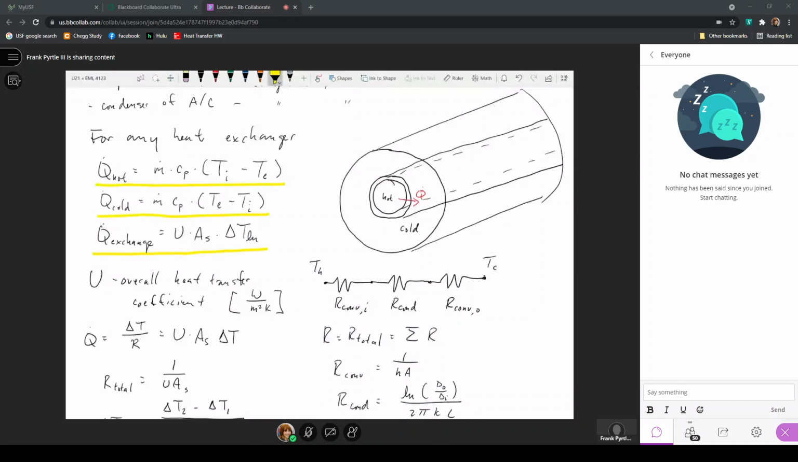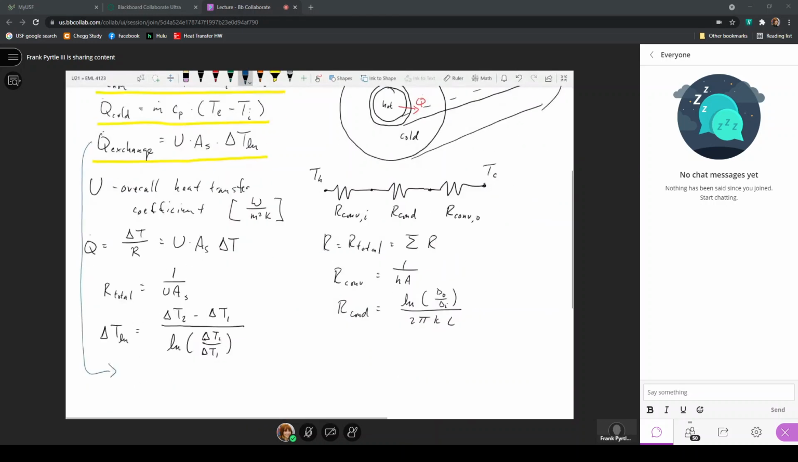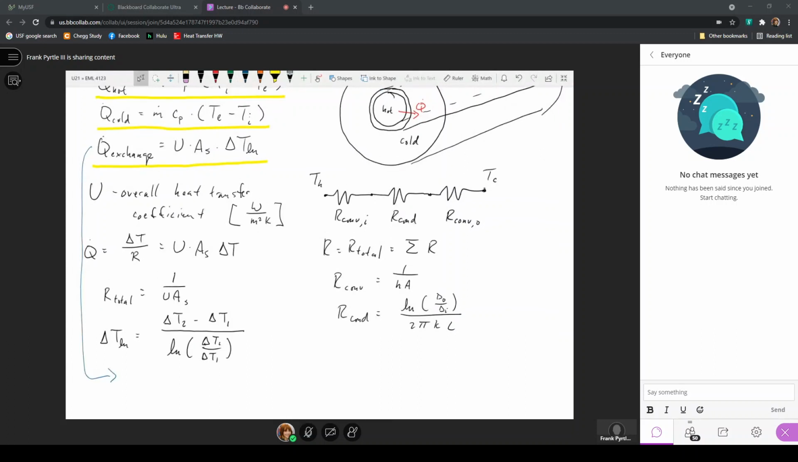So if this expression is just rearranged, those ranges of overall heat transfer coefficients in table 11 just come from an expression that says that U is the heat transfer rate divided by the surface area times the log mean temperature difference. Where again, for a given heat exchanger, I just need to measure the inlet and exit temperatures for both fluids.